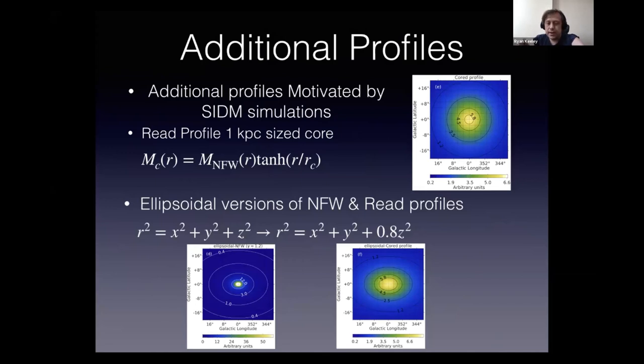An interesting thing is that even when you allow for various extended ideas about what dark matter annihilation signals could look like, like if dark matter were self-interacting and had a cored profile instead of an NFW profile, or even ellipsoidal versions of NFW or these cored Read profiles, basically no matter what kind of dark matter or what kind of background you throw at it, basically no amount of dark matter is allowed when you include these boxy bulges.